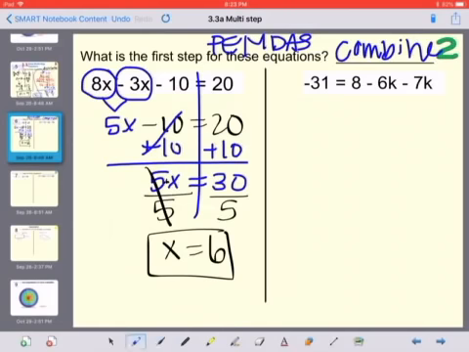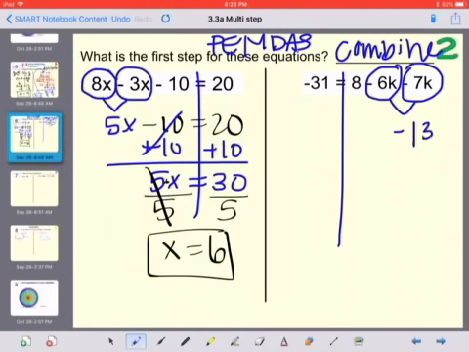Let's try the same thing on this next one. Combine your like terms. Be careful with your negatives. This is a negative 6k and this is a negative 7k. Same sign, add and keep. A negative 6 and a negative 7, that's really a negative 13k. So we have negative 31 equal to 8 minus 13k.